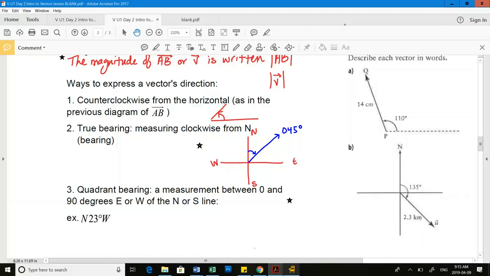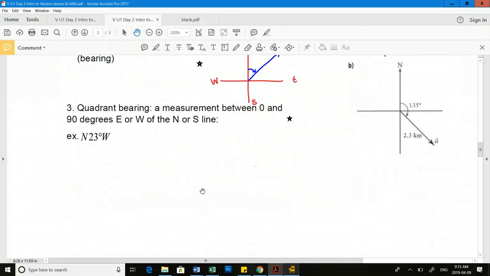Yep. So the bearing is always north? Yes, starting from north, measuring clockwise. Okay, and then quadrant bearing is always going to be between 0 and 90. And we usually measure from the south or north line, and then we measure toward the east or toward the west. So if I wanted to measure north 23 degrees west, we would have our quadrant grid.